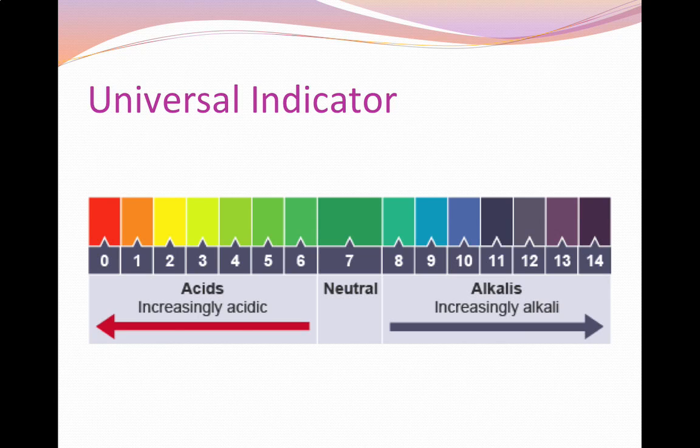And then as we go from neutral to 0, we've got acids. We're getting more acidic on our pH scale. We go from green to yellow to orange to red. And that's all that you need to write down.